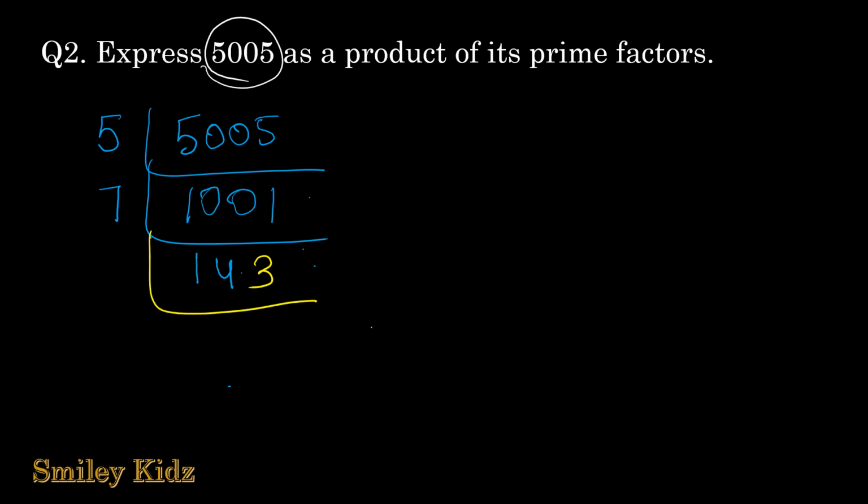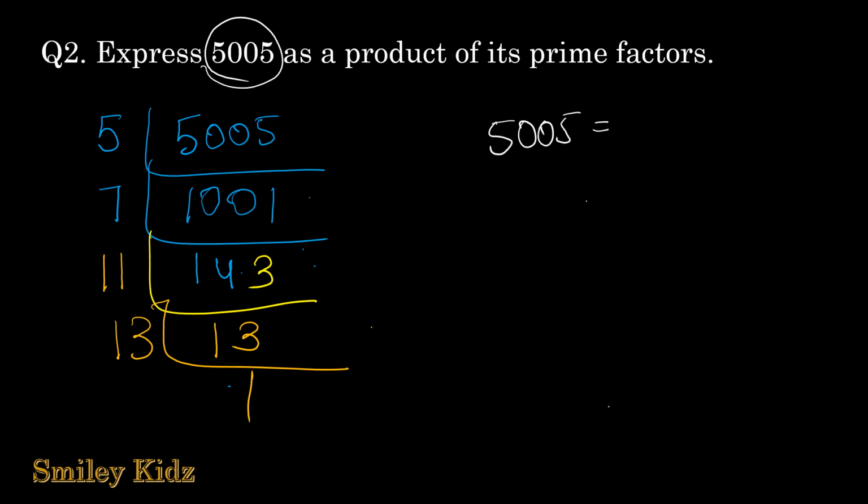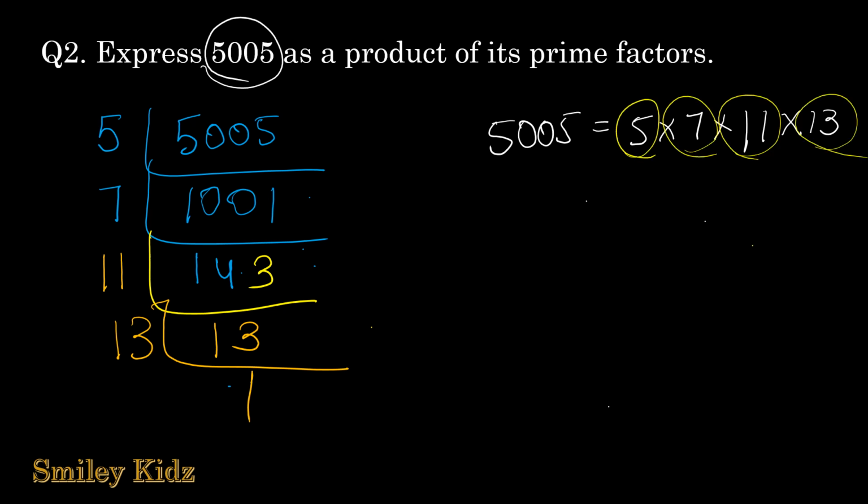Then we're going to take 11 right now. 11 times 1 is 11. Here 14 minus 11 will be 3, right? So 33 is left out right now. So 11 times 3 is 33. And we have arrived to 13 and we know that 13 is a prime number. So 13 times 1. Now 5005 can be expressed as 5 into 7 into 11 into 13. So what are the prime factors of 5005? They are 5, 7, 11 and 13.